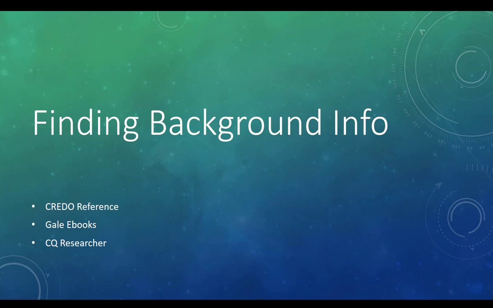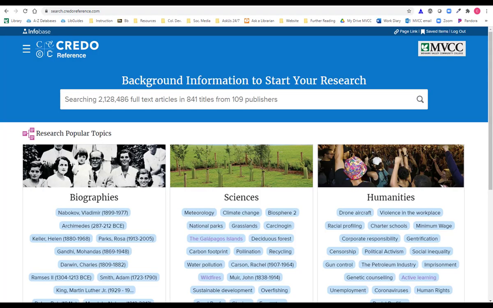Databases like Credo Reference, Gale eBooks, and CQ Researcher can be particularly useful for finding background information. Remember that library databases search for all of the words that you enter into the search box, so you'll get the best results by only searching for the key words related to your topic, rather than full sentences or long phrases.